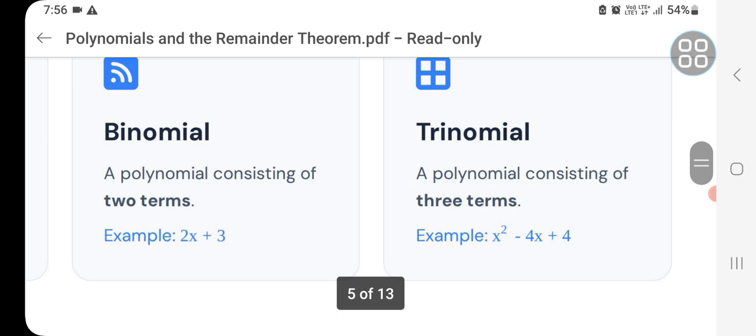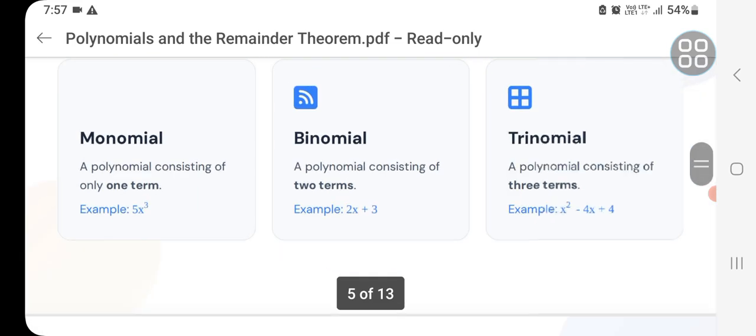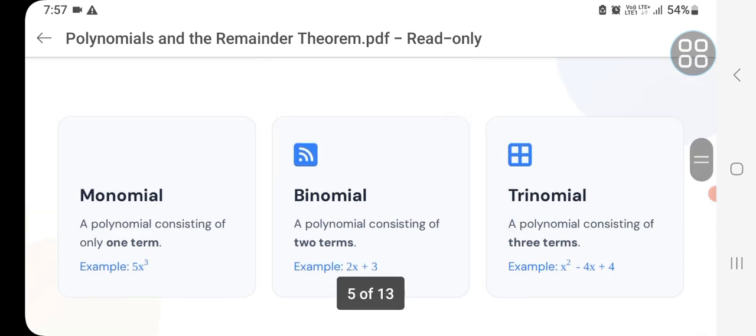Then trinomial. So it will be three terms. See the example, x square, it will be the first term, minus 4x, it will be the second term, plus 4 will be the third term. So here I have three terms, then we can pronounce this polynomial as trinomial. Okay, so these three depend upon the terms.